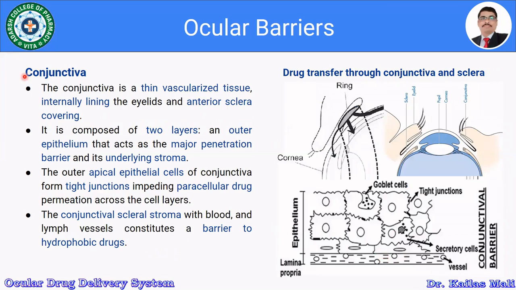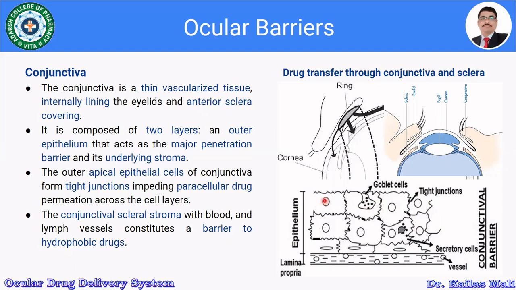Let us see the conjunctival barrier. So the conjunctiva, which is present over here. It is a thin vascularized tissue that is internally lined to the eyelids and anteriorly to the sclera. Look at another figure. So this is the sclera, anteriorly lined to the sclera and the inner lining of the eyelids.